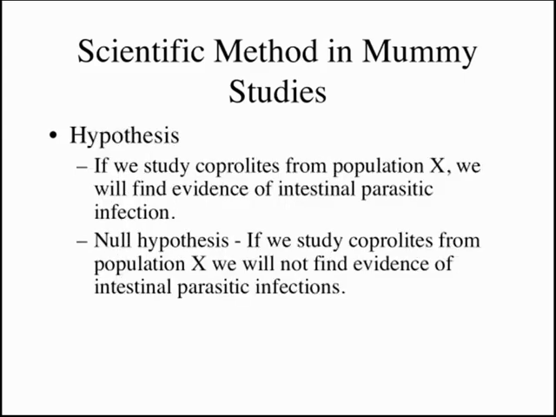Now, once we have our background completed, we establish a hypothesis and a null hypothesis. Our hypothesis from our study, based on our background and related to our question, is if we study coprolites, that's the ancient poo, from population X, we will find evidence of intestinal parasitic infection.